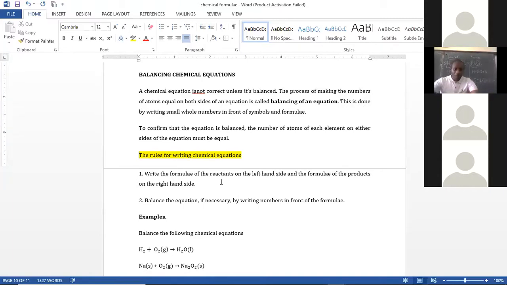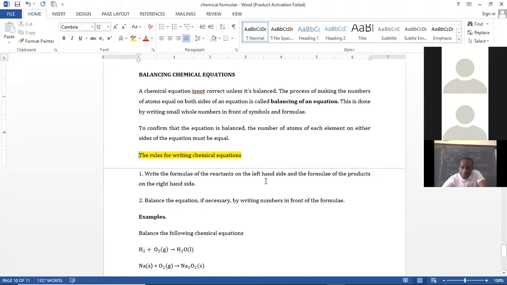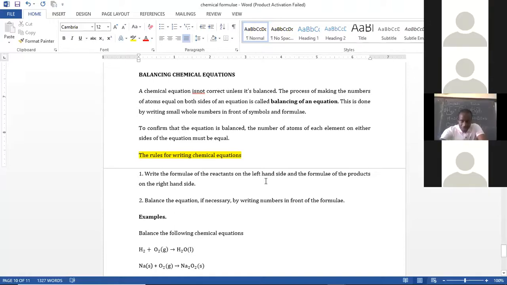So, rule number 1, or step number 1. Can someone read for us number 1? Write the formula of the reactant on the left-hand side and the formula of the product on the right-hand side. Thank you very much. Step 1, we are writing the formulae. It can be one or they can be many, of reactants, left-hand side, formulae of products on the right-hand side. That is step 1. Step number 2.